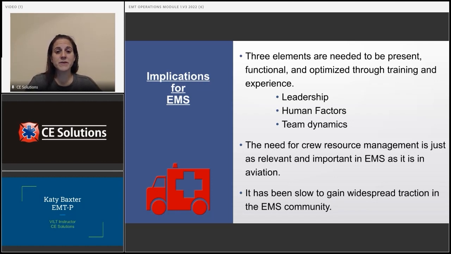There needs to be crew resource management. It's just as relevant and important in EMS as it is in aviation, and I will also second that for fire as well. Ted Putnam wrote a paper that applied crew resource management concepts to a wildland fire where they were on a ridge, I believe. This was in 1994, the South Canyon fire in Colorado.